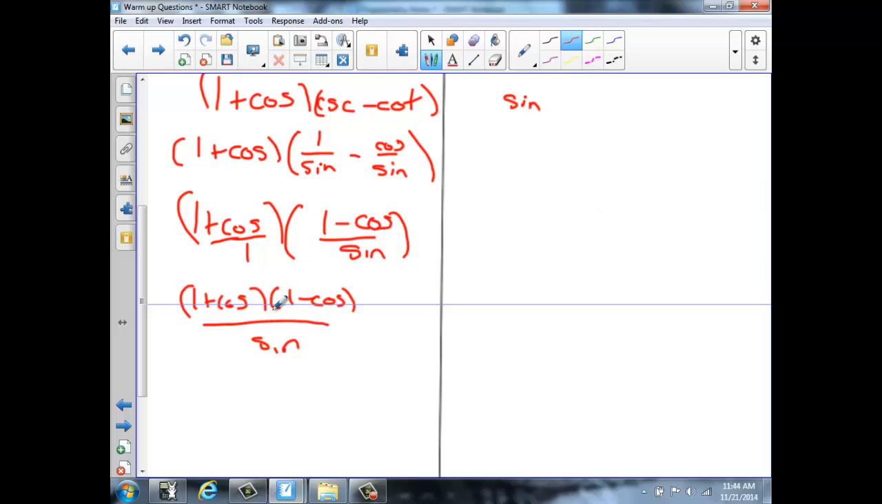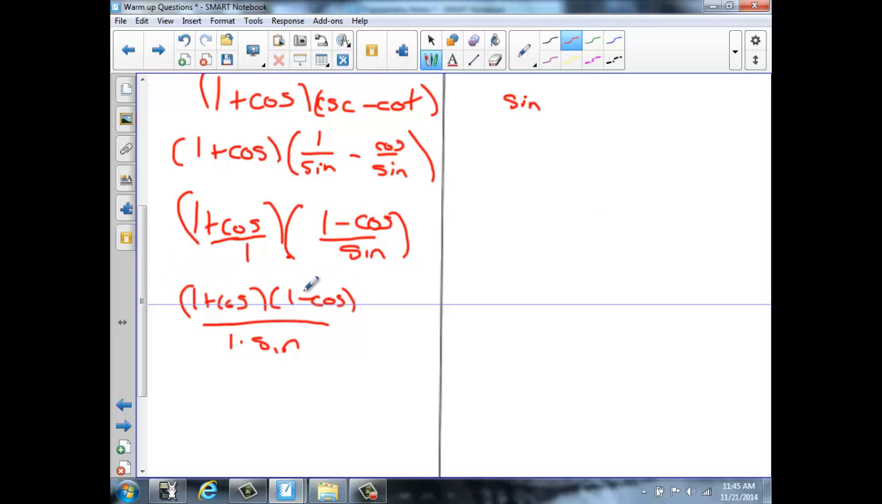This thing up here, isn't that like a FOIL? It's a difference of squares. How do we get sine out of both? Because it's 1 times sine. So I did this times this on the top, and then 1 times sine on the bottom. But there's really no point in writing 1 times sine on the bottom. Oh, okay. So that works? So it's like 1 minus cosine squared.